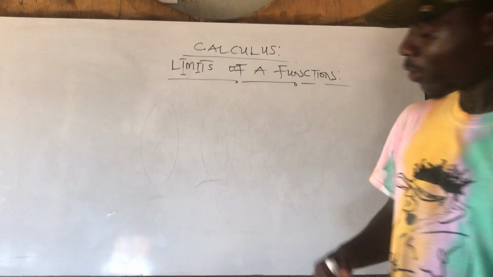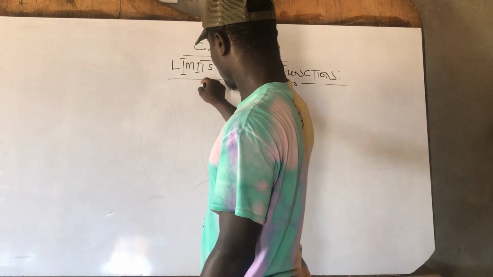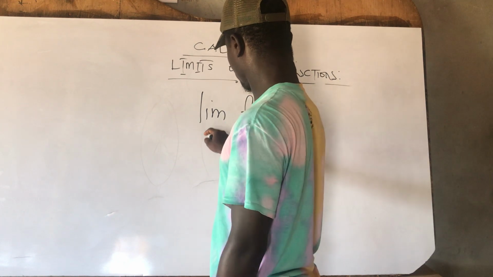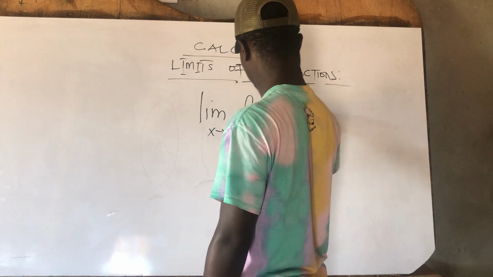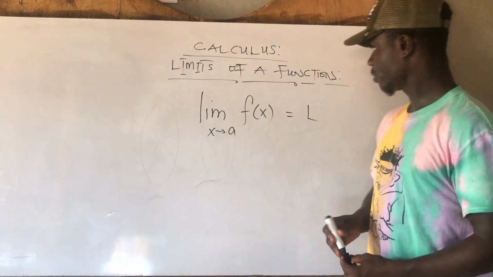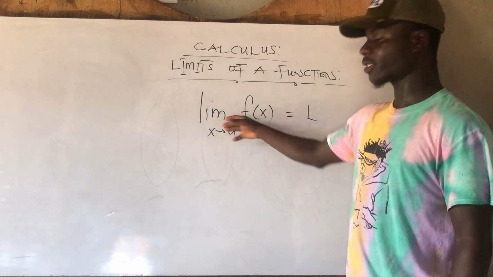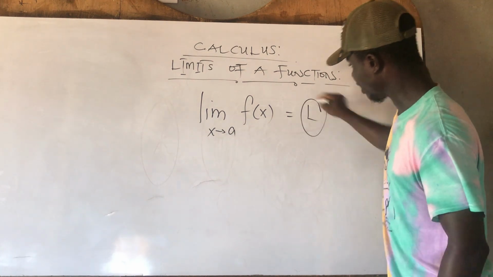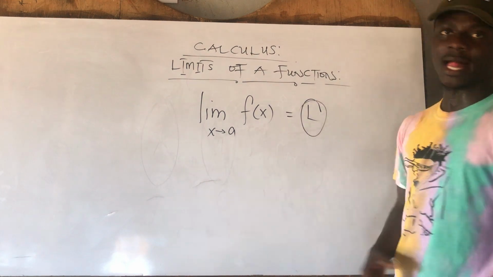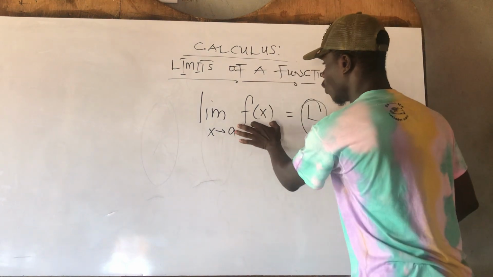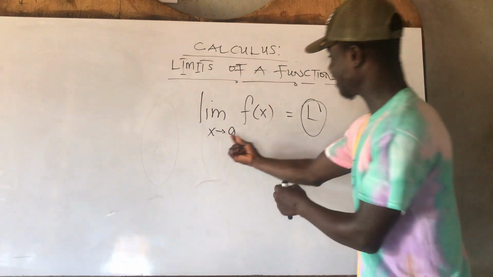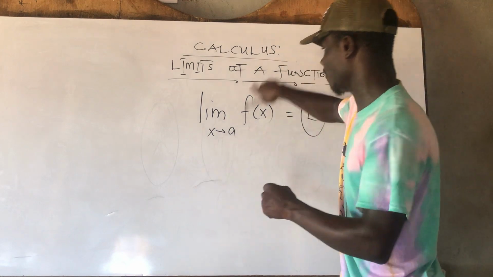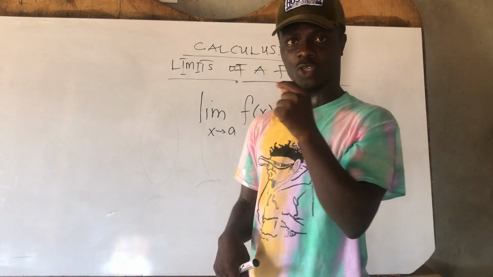So if you have this limit, this one is read as the limit of f of x as x approaches a. So what will be the value? The limiting value, that's L. What will be the limiting value of this f of x as x approaches this certain value? What will be the behavior of this function? Do you understand that?